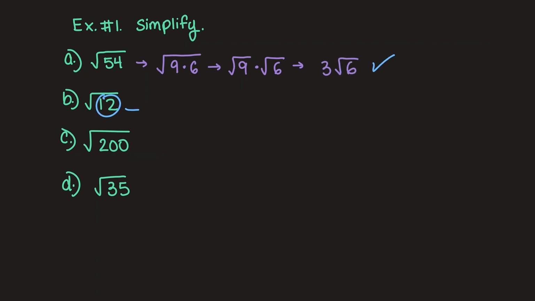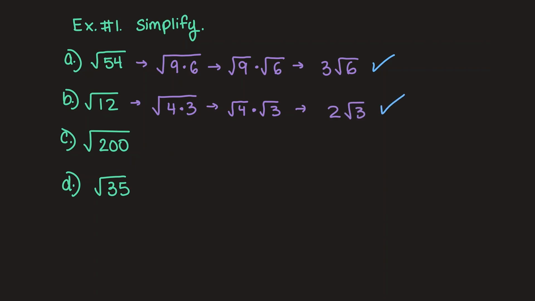For the next example, 12 contains a perfect square factor of 4, so we can rewrite this as the square root of 4 times 3. And using the product rule, this becomes square root of 4 times the square root of 3, which simplifies to 2 times square root 3, or simply 2 square root 3.